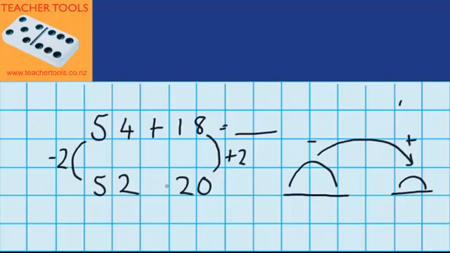And now you can see I've got a much easier question to answer. I've changed 54 plus 18 into 52 plus 20. And the answer to that is 72. Let's just stop there for a moment and have a think about why it helps changing one of these numbers here into a tidy number.